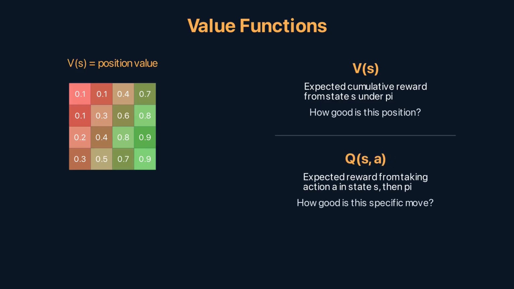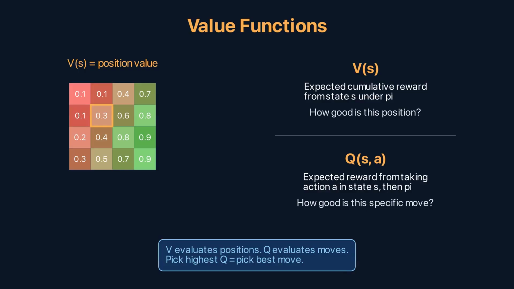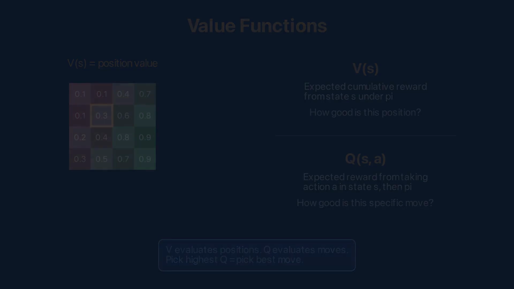The Q function goes further. Q of S, A equals the expected reward from taking action A in state S and then following pi. V evaluates positions. Q evaluates specific moves in specific positions.